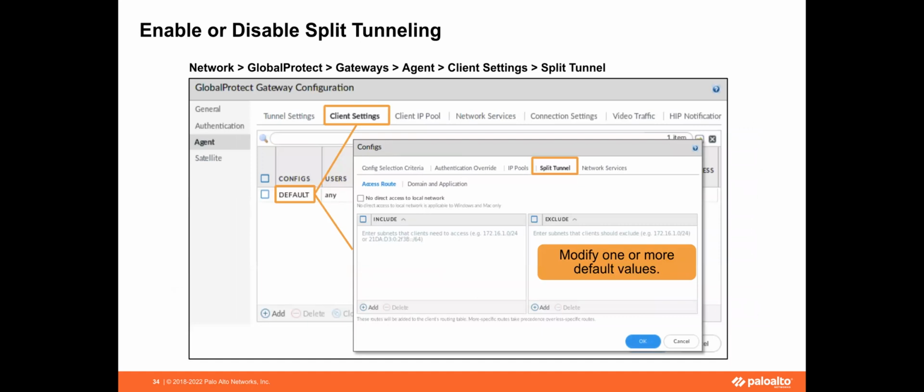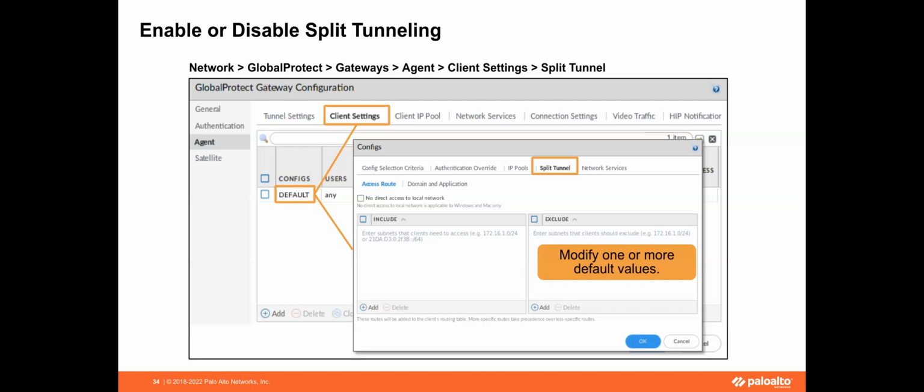Other configurations that we have are, for example, split tunnel. Network, GlobalProtect, gateway, agent, client settings, split tunnel. There are two ways you can configure the GlobalProtect app to send the endpoint traffic to Prisma Access. Either full tunnel, which is the default and most secure method for forwarding traffic. This method ensures all traffic from the endpoint is forwarded to Prisma Access.